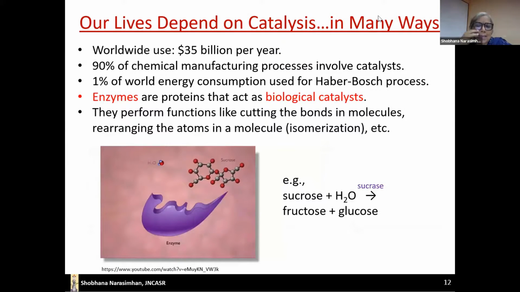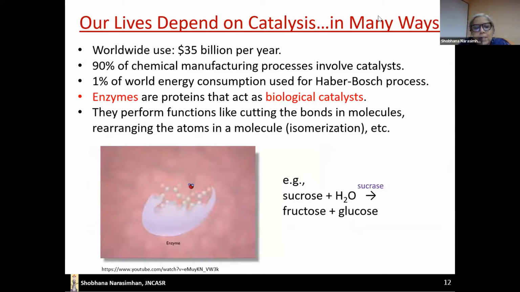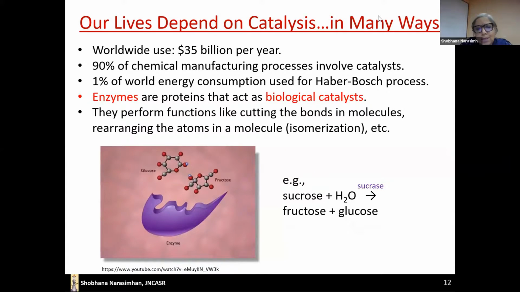So our lives certainly nowadays depend on catalysis in many ways. There's a huge worldwide use, and 90% of chemical manufacturing processes involve catalysts, and it's estimated that about 1 to 2% of the world's energy consumption is used just for the Haber-Bosch process, which is a huge amount.